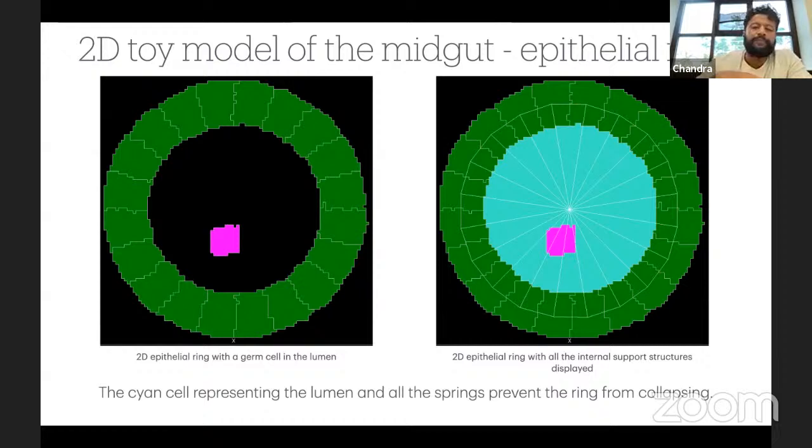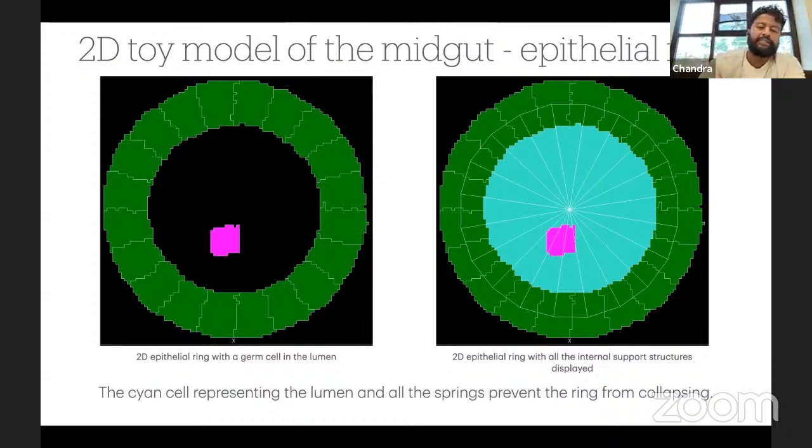And if you do that, then you basically can get this nice structure. So here, if you see all the white lines, every neighboring epithelial cell has a spring connecting them. And not just that, but all of them also have a spring connecting to the center of this cyan colored cell, which prevents the epithelial ring from collapsing. So then you get this very stable structure.